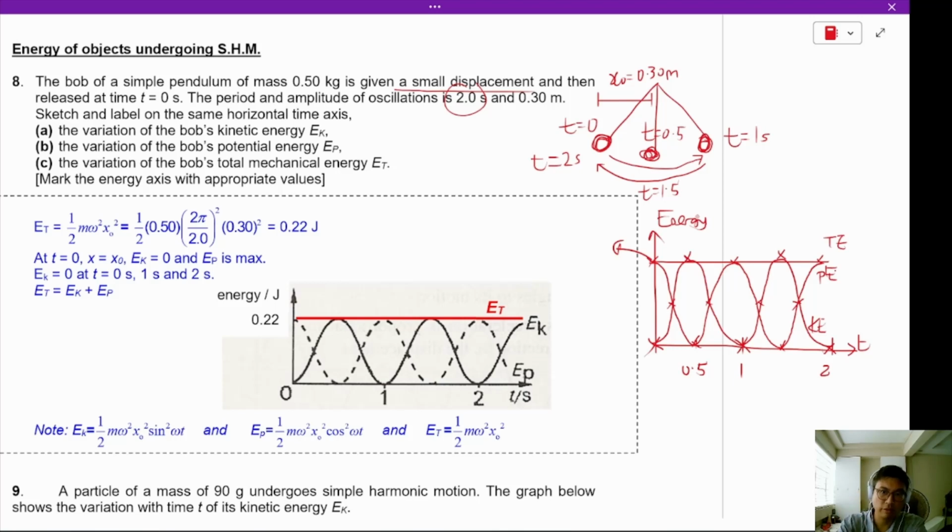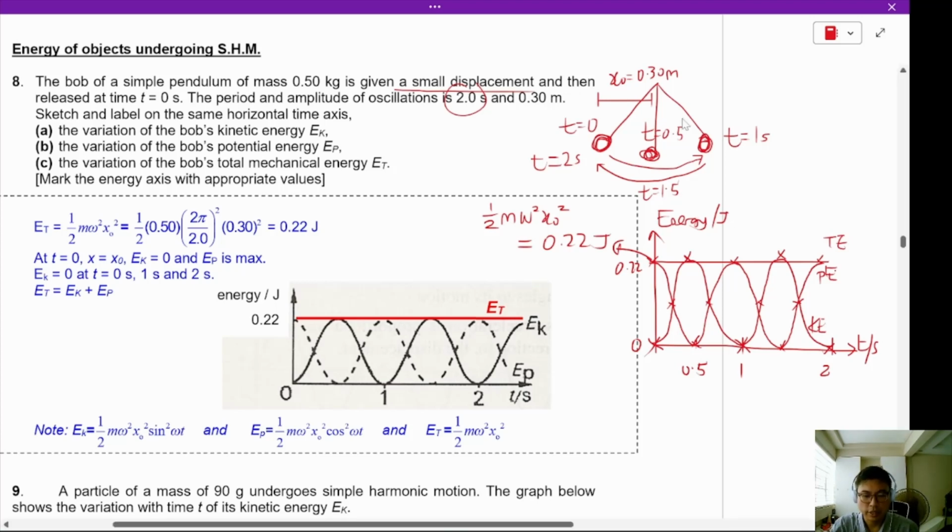Now we need to find the maximum value of the total energy. For those of you who have been following my lessons, the total energy will be given by half m omega squared x naught squared, and we fill in the value, that is 0.22 joules. Okay, so that will be 0.22 joules over here in joules, and then time is in seconds. Okay, so that's it. I don't think there's any more work to be done for question 8. So let's move on to question 9.